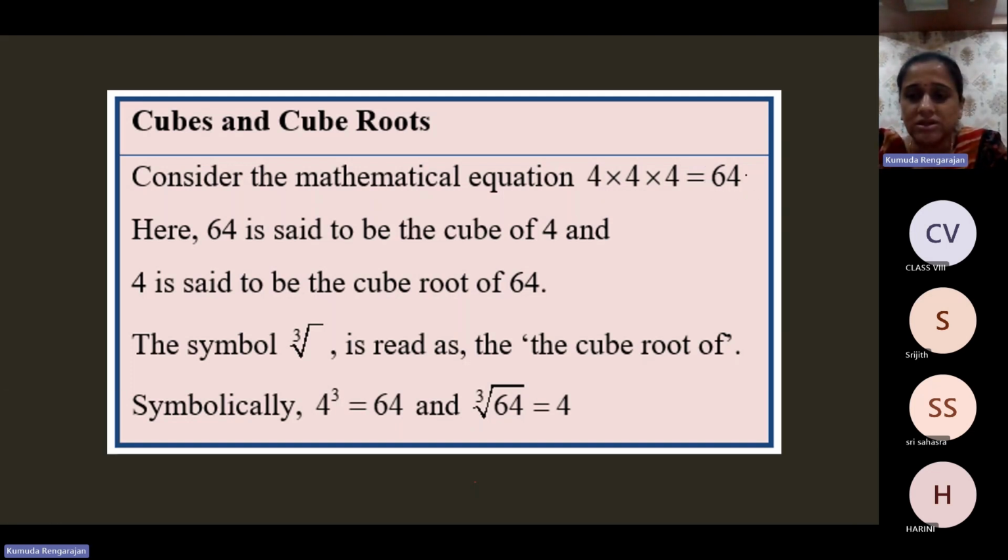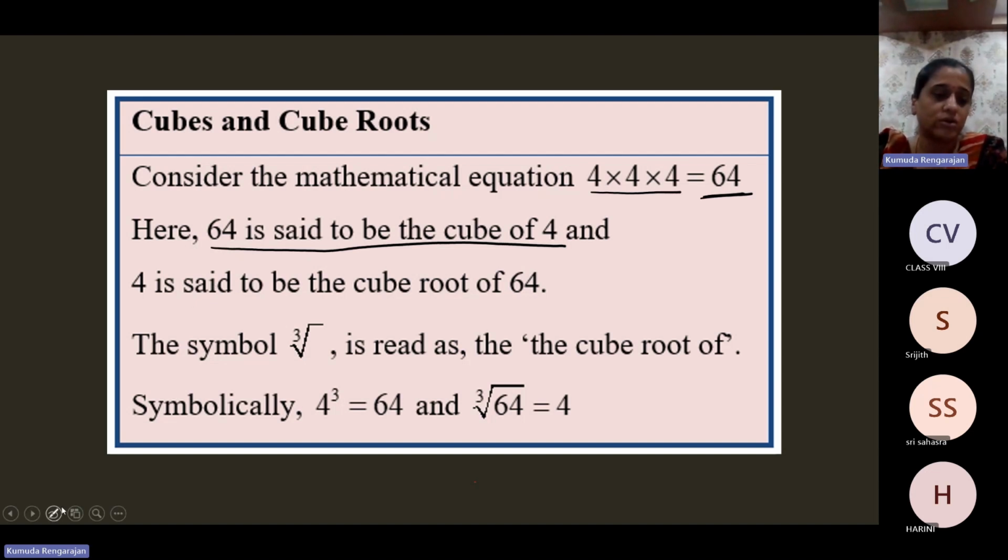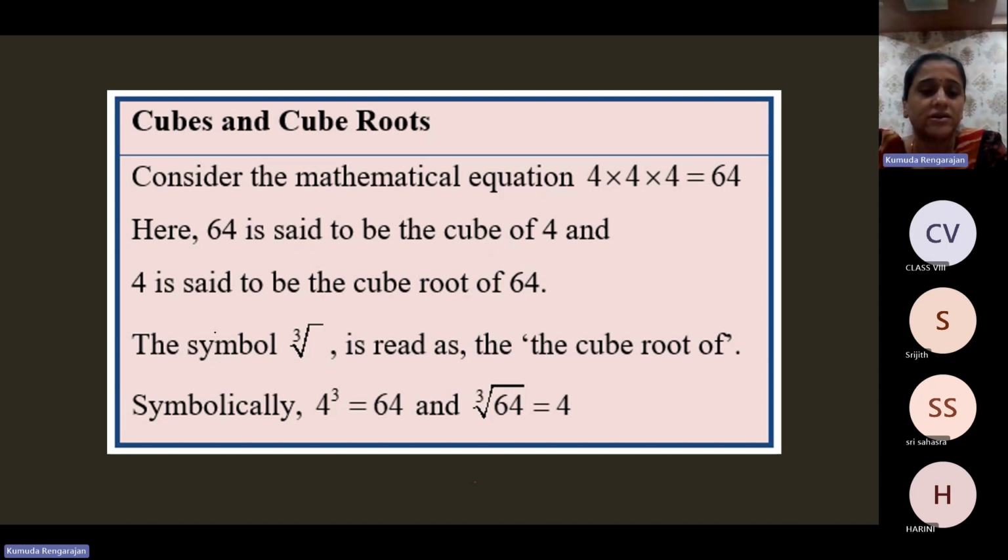So in this equation, 64 is said to be the cube of 4. And 4 is said to be the cube root of 64. All right. The symbol, what you see here, is read as the cube root of. So if there's a number 8 here, it is the cube root of 8.